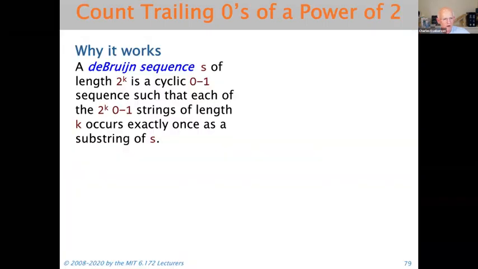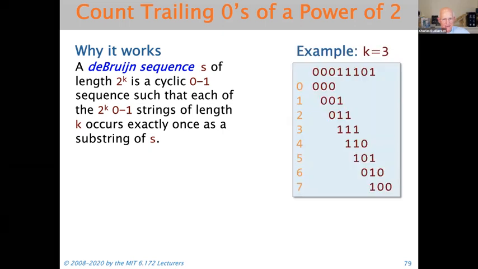Okay, so why does it work? So a de Bruijn sequence S of length 2 to the k is a cyclic 0-1 sequence such that each of the 2 to the k 0-1 strings of length k occurs exactly once as a substring of S. Wow, is that a mouthful? Okay. Let's see what that is.